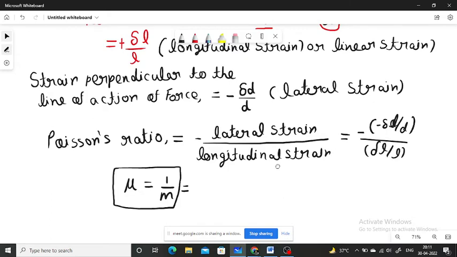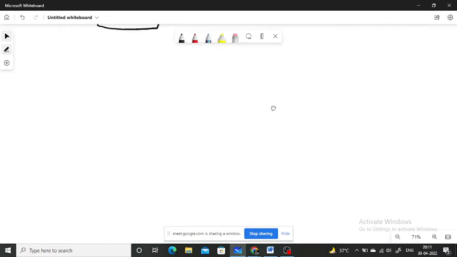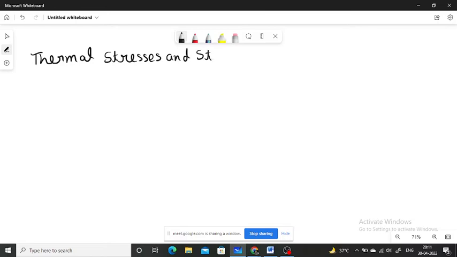ओके। इसके बाद हम लोगों ने डिस्कस किया था थर्मल स्ट्रेसेस एंड थर्मल स्ट्रेन। Thermal stresses and strain.